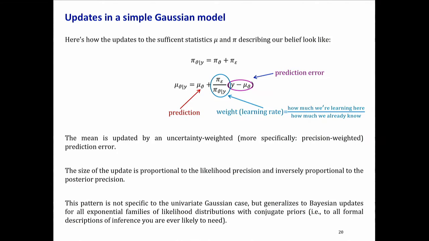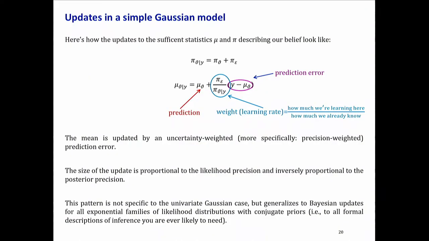Can anybody just very, very simply say it? Perfect. Yes. That's exactly what I wanted to hear. That's how you can formulate this in a very few words. It's going to be closer to y if the observation was more precise than the prior, and it's going to be closer to mu theta if the prior was more precise than the observation. It's going to be exactly in the middle if they're equally precise.